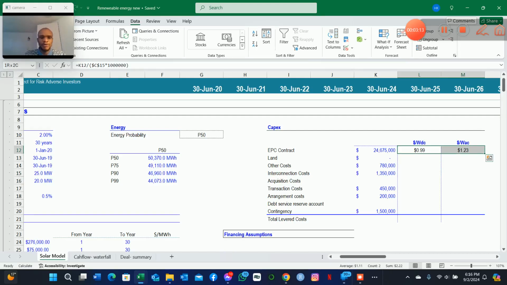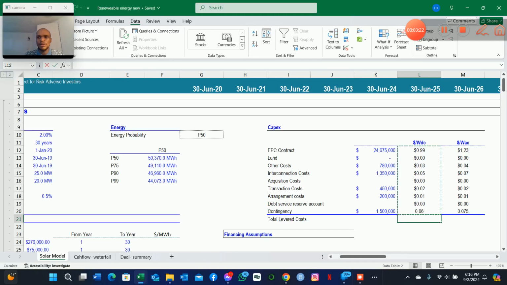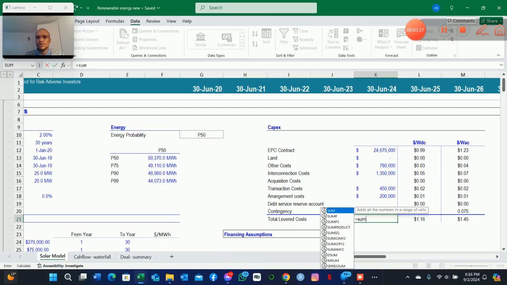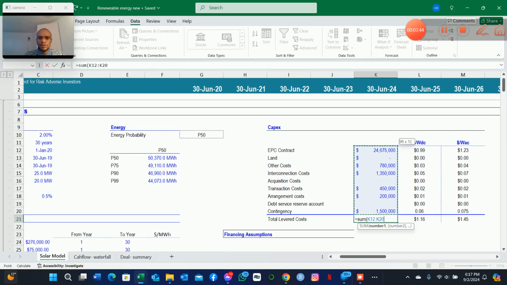We can now take all of this, copy all the way to the bottom, and use the same formulas, and we can now sum and paste it also there, and then we can also sum the labor cost. The total labor cost.